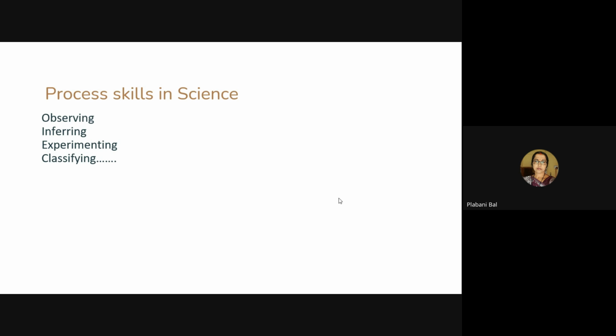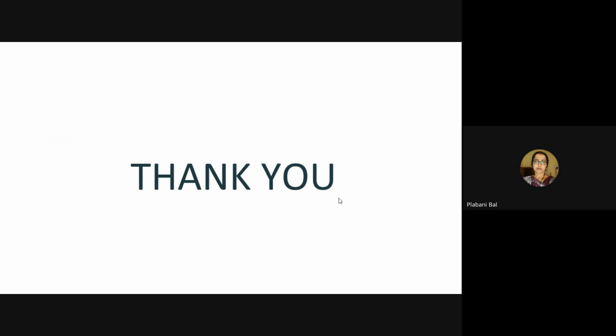These are the process skills. During the process, these skills are assessed, and if this is not developed, you will find that this skill is not developed, then you have to work on it again and again in different classes so that the skills will be developed among the students. So this is all about process skills in science that need to be addressed by science teachers.